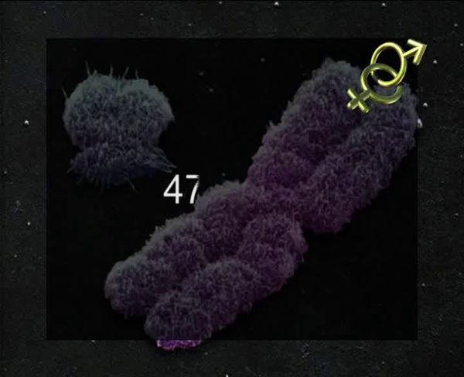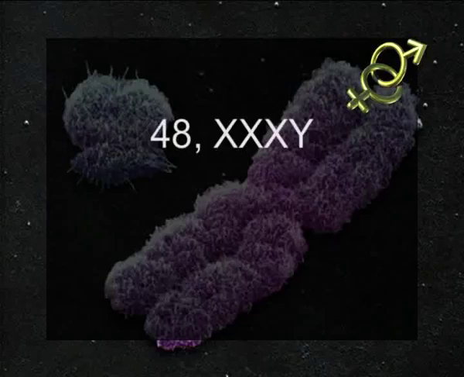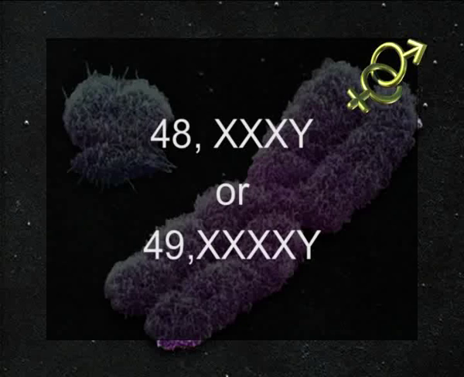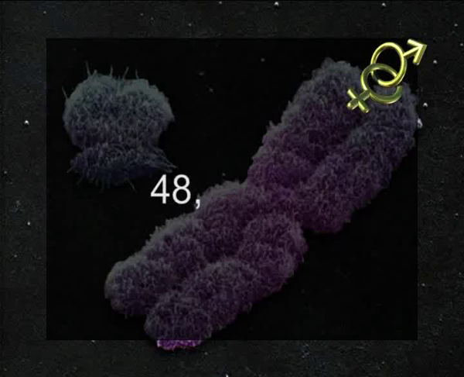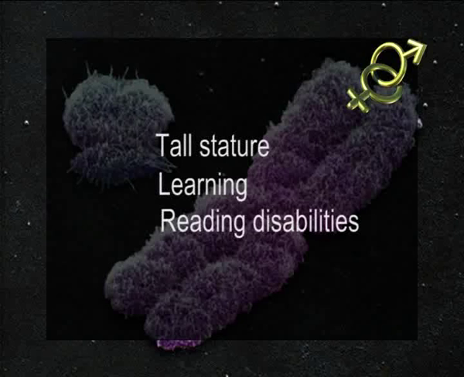Males with Klinefelter syndrome typically have one extra copy of the X chromosome in each cell, for a total of two X chromosomes and one Y chromosome, that is 47 XXY. It is less common for males to have two or three extra X chromosomes, for example 48 XXXY or 49 XXXXY, or extra copies of both the X and Y chromosomes, for example 48 XXYY, in each cell. The extra genetic material may lead to tall stature, learning and reading disabilities, and other medical problems.